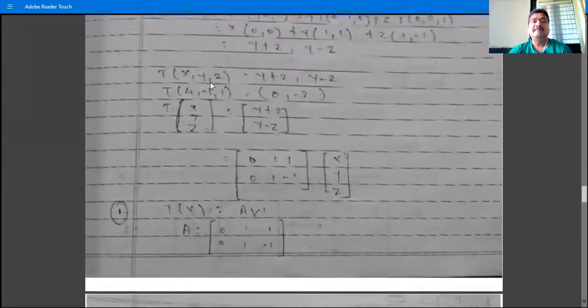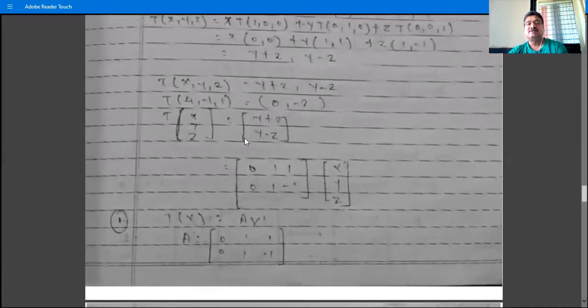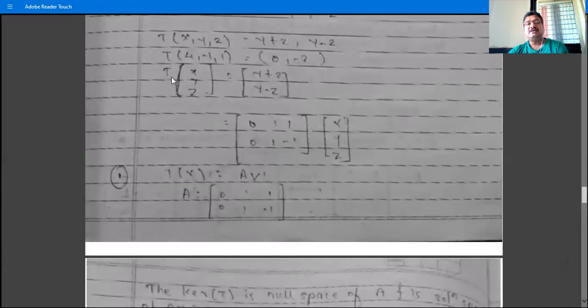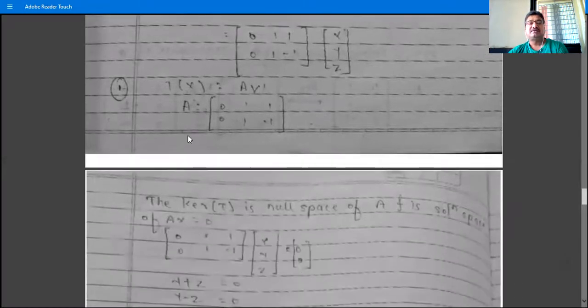Now we have to find the standard matrix for the linear transformation T. So write this linear transformation in matrix form: T(x, y, z) as the column matrix (y + z, y - z), and then write it in the form T(x) = Ax, where x is (x, y, z). What are the coefficients of x, y, z in the first row? The coefficient of x is 0, of y is 1, of z is 1, and in the second row 0, 1, -1. So this is the matrix, T(x) = Ax. The matrix A is [0 1 1; 0 1 -1].